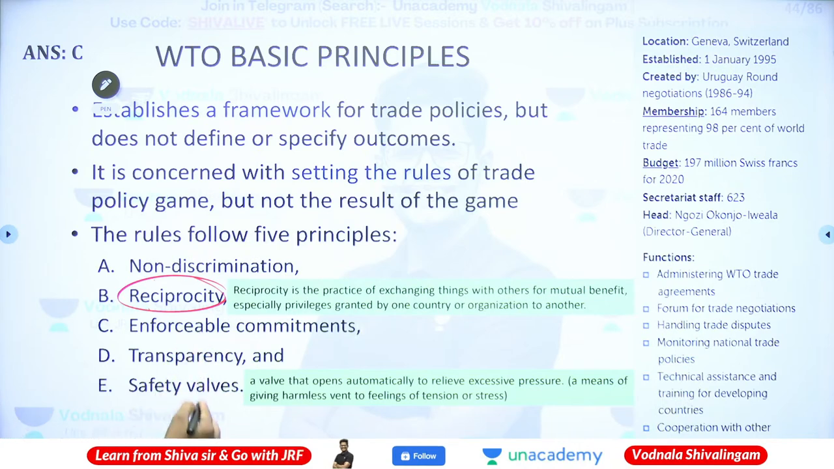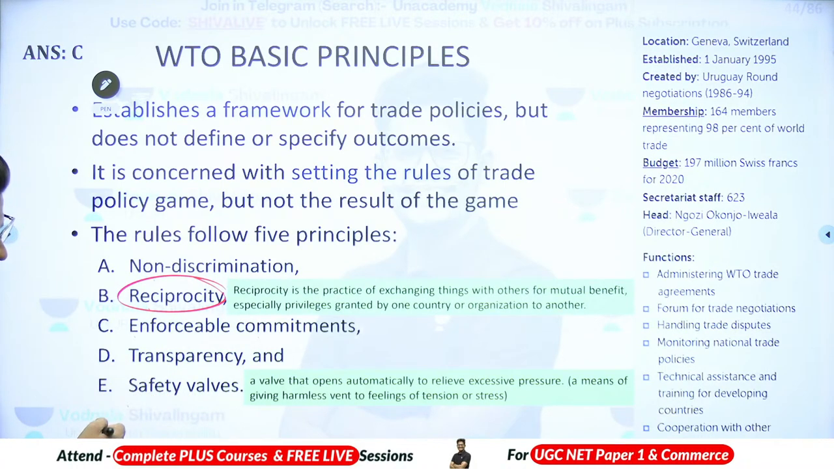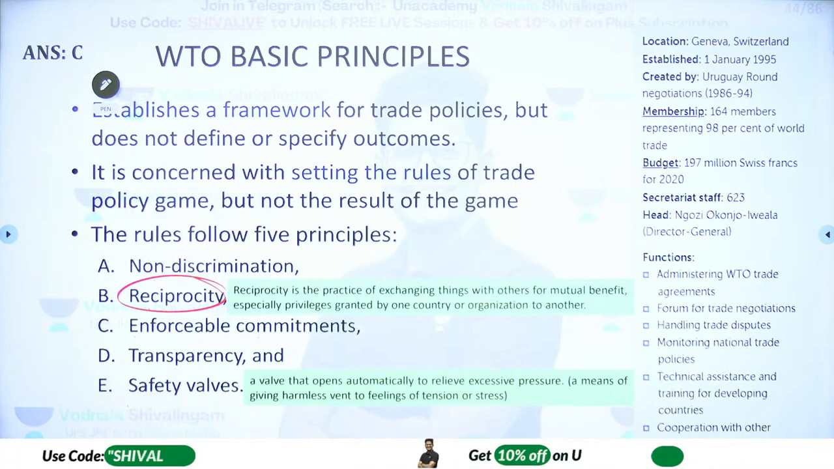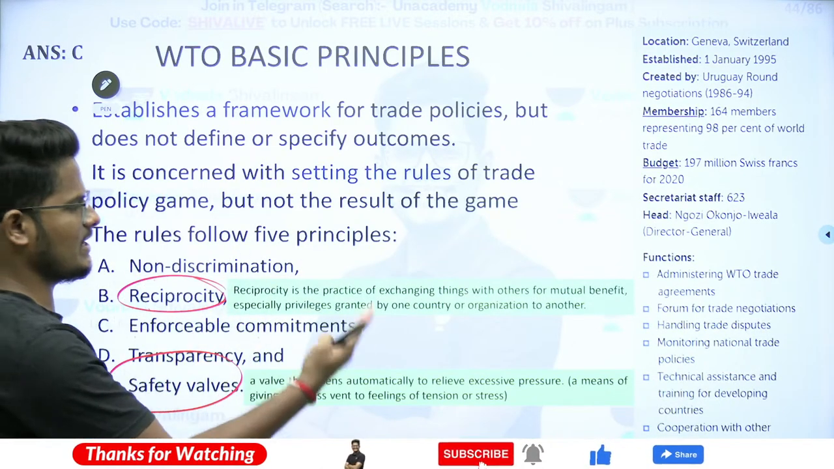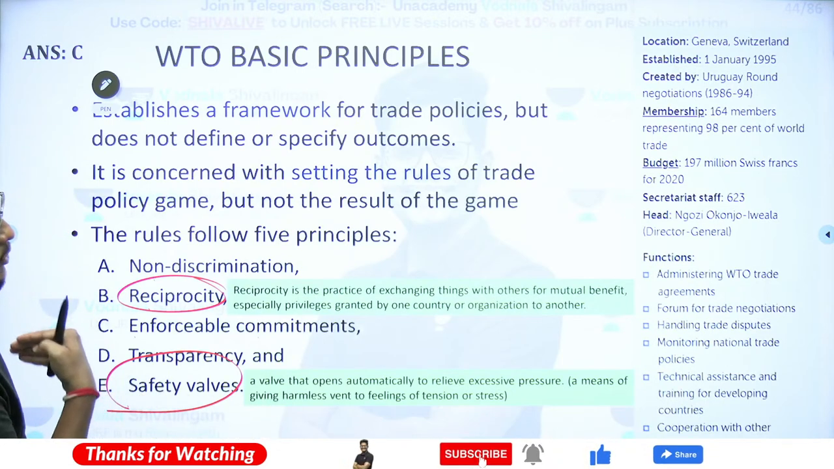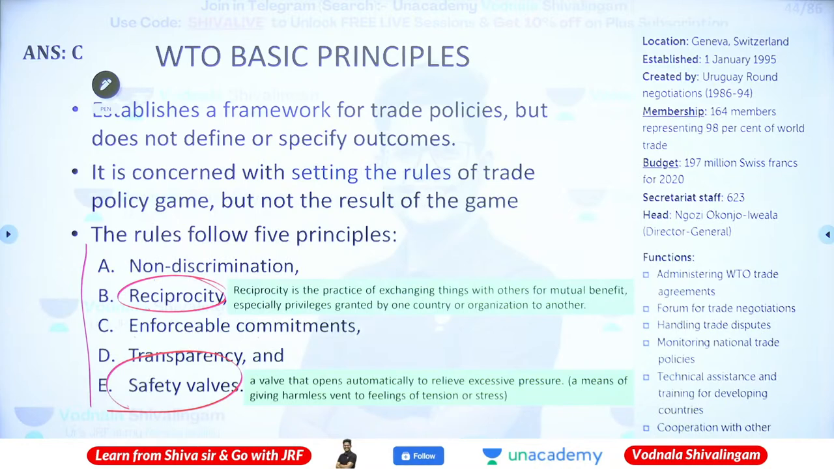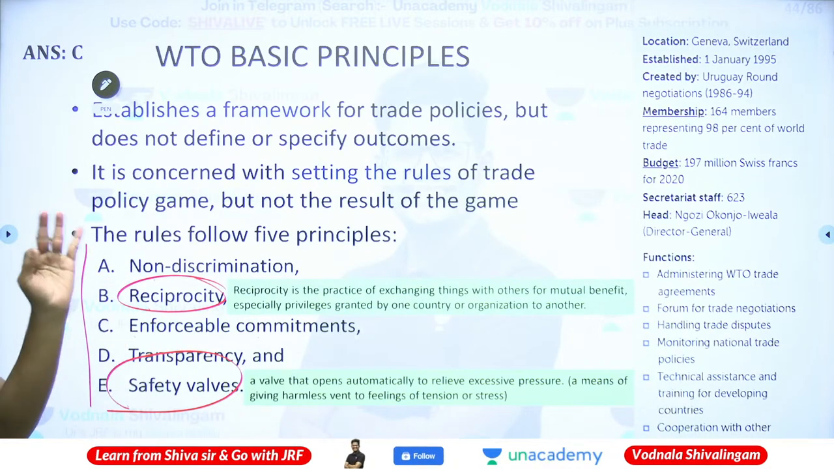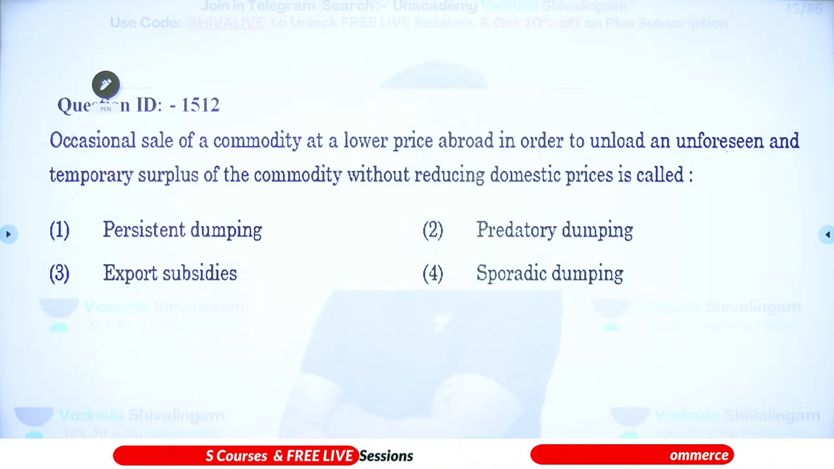Whenever the need comes, you need to exchange with other entities, other countries also. Then enforceable commitment, transparency, as well as safety valves. A valve is something that automatically relieves excess pressure. If any excess pressure is coming, safety valves will be there to remove it. If there is any excess pressure on any country, it will be released by other countries in cooperation as part of the World Trade Organization. These are the five principles of the WTO: non-discrimination, reciprocity, enforceable commitments, transparency, and safety valves. Next.